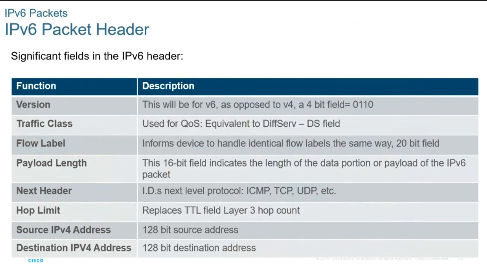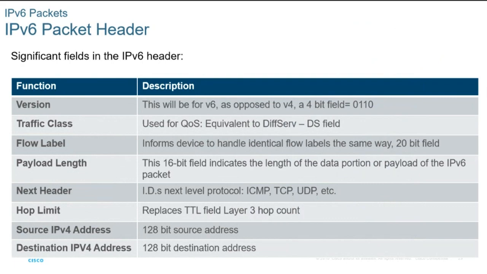Yan. So, the version, so this will be 6 as opposed to 4. And then we have the traffic class, so this is for QoS. And the flow label, also the payload length. And then the next header, the mga protocols, so ICMP, TCP, UDP, and also the hop limit.